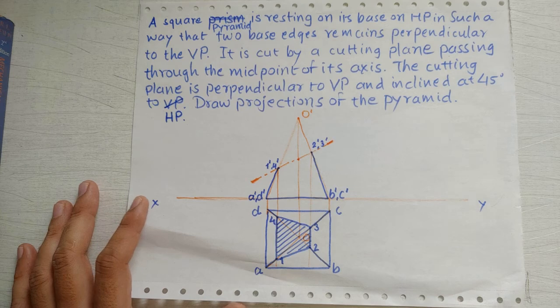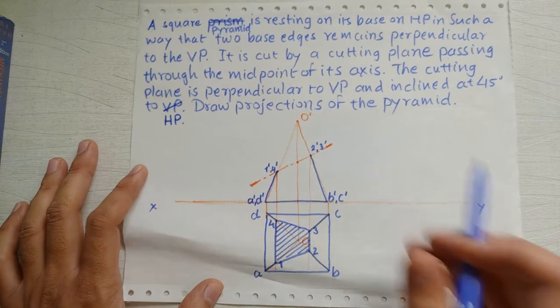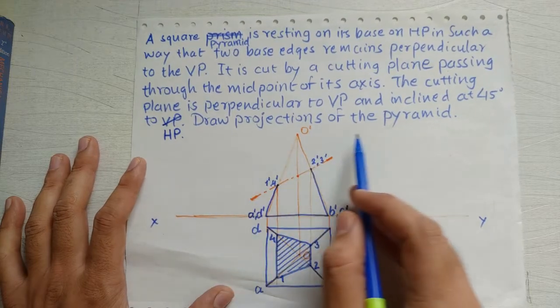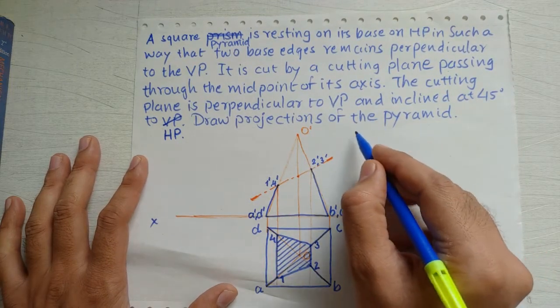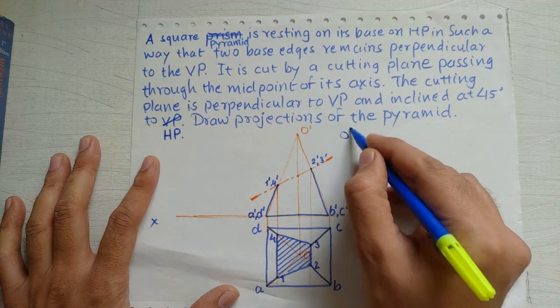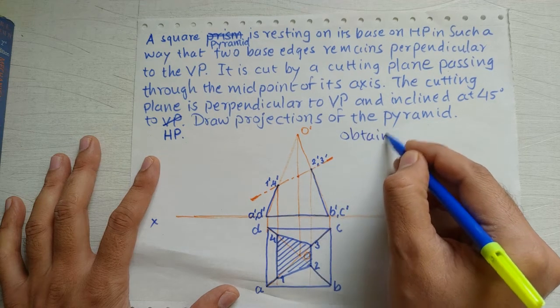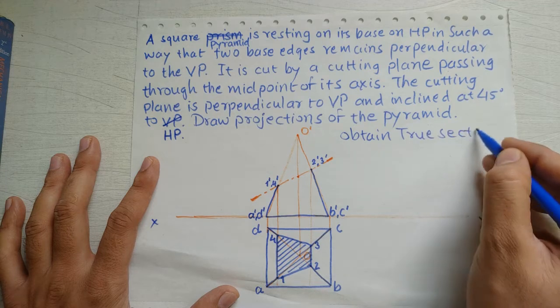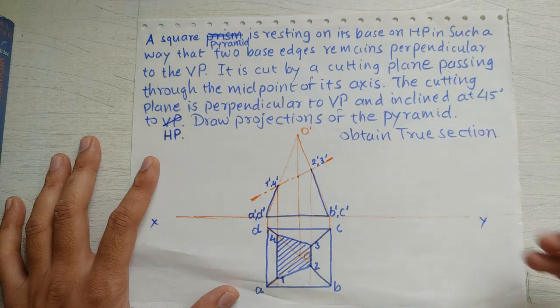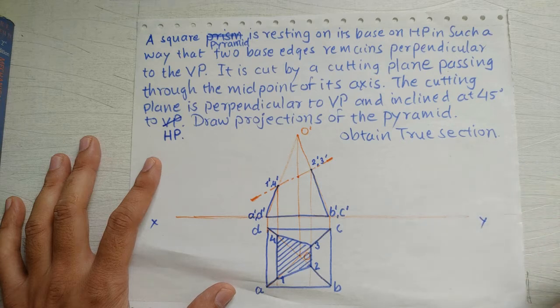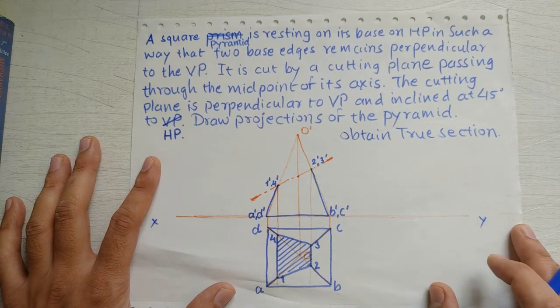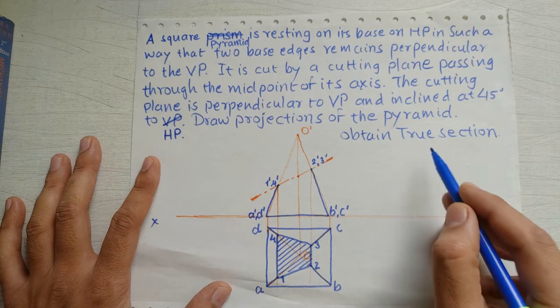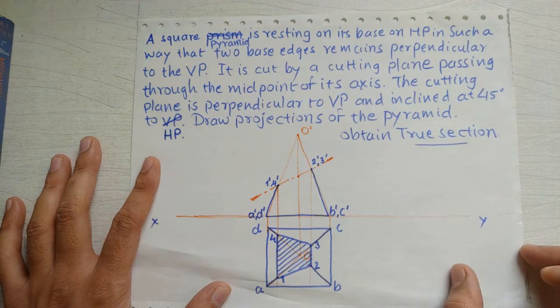Now let's add one condition to this problem statement. Initially it was draw projections of the pyramid. Now I am adding one more condition: obtain true section. Right? Now let's first understand what is true section.